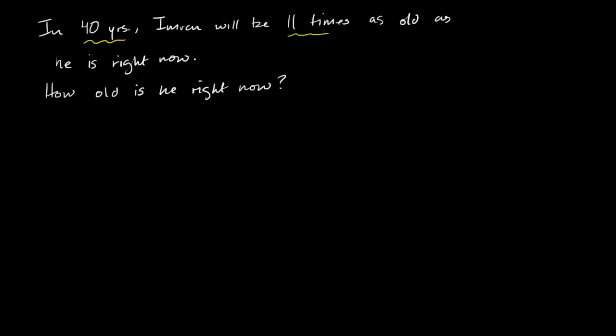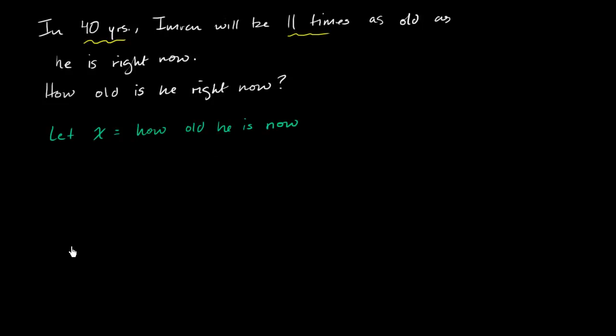So let's figure out what our unknown is first. Well, our unknown is how old he is right now. So let's let, and I'm just arbitrarily using x. We always like to use x, but I could have really set it to be anything. But let's say x is equal to how old he is right now.